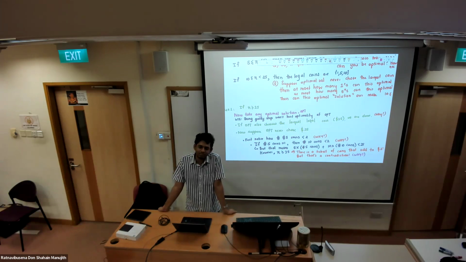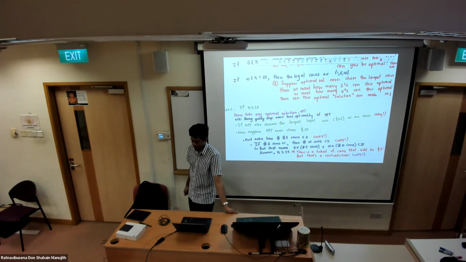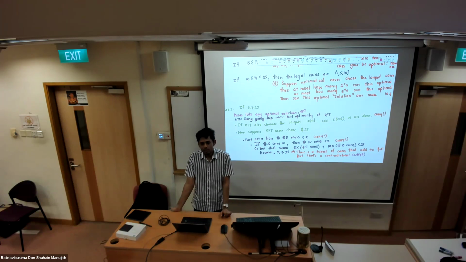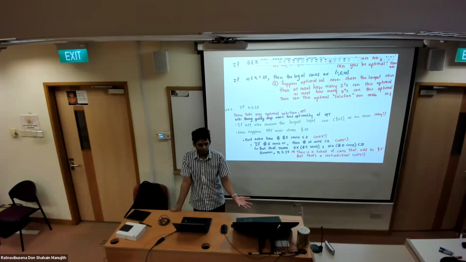Why can't you choose 5? Because if you do 5, you can replace it with 2 25 denominations. Yes, correct. So if you have 0 5 coins, now 5 is out of the question. You can only choose 1 and 10 coins, because Opt never chose 25. Then you can only choose at most 4 10 coins, because if you choose at least 5 10 coins, they add up to 50, but you can replace 5 10 coins with 2 25 coins. So therefore it's a contradiction.